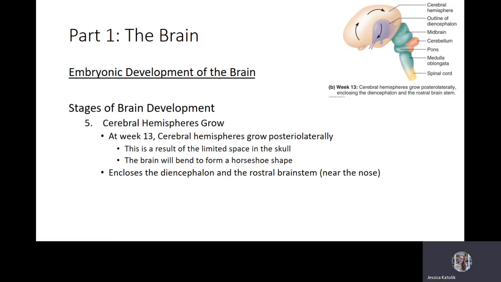Also, as it's doing this and growing and trying to fit into the newly forming skull, it's going to enclose the diencephalon. So the diencephalon will be located deep between the cerebral hemispheres.